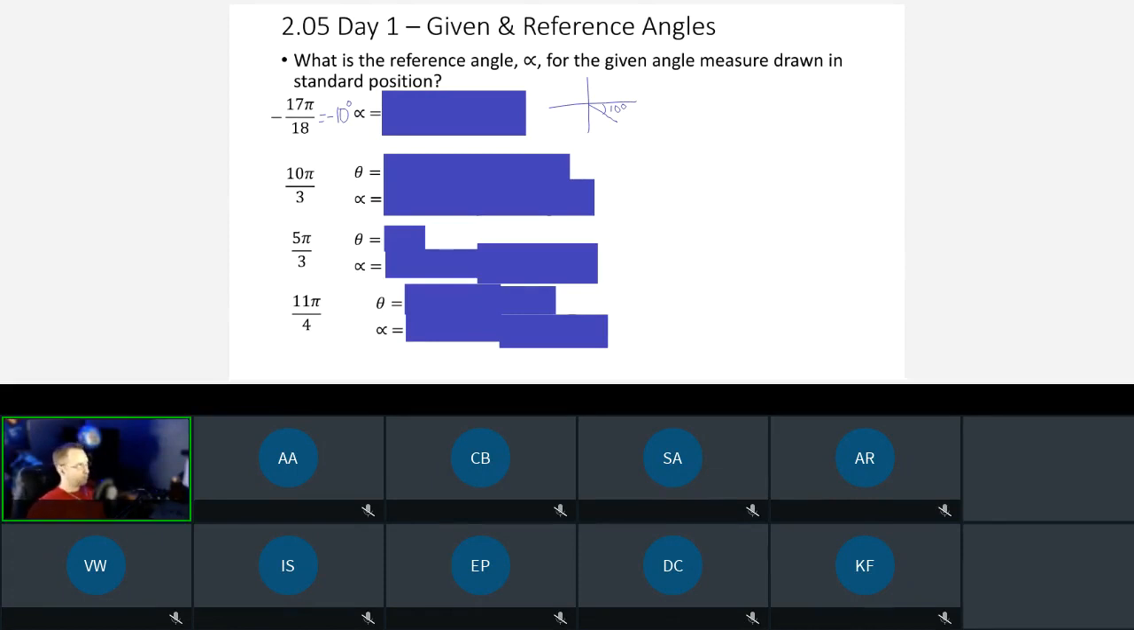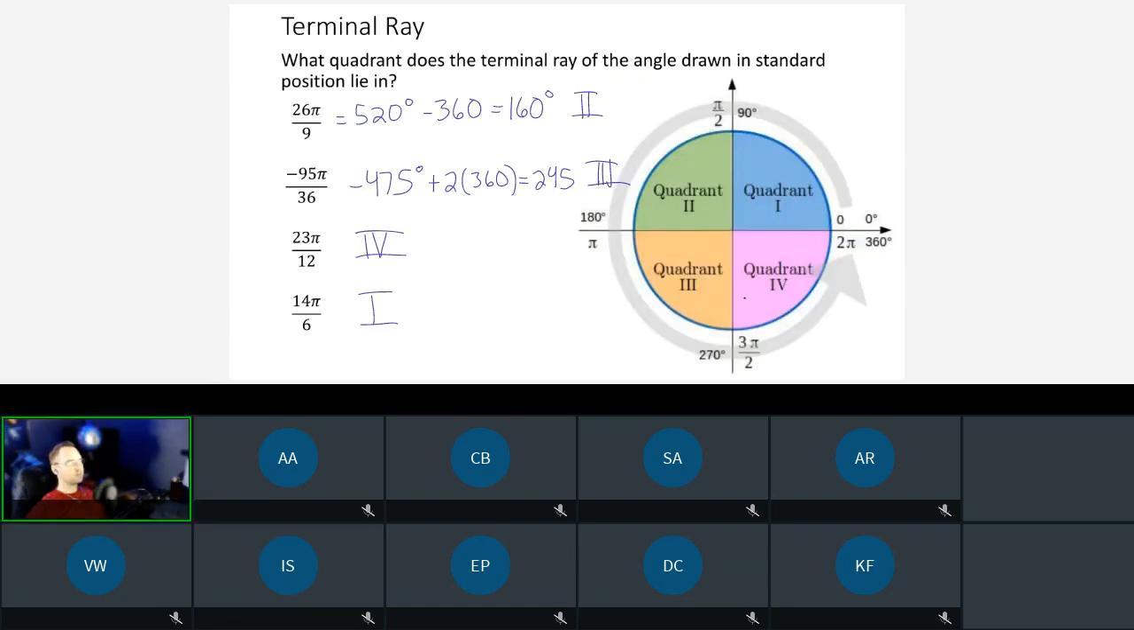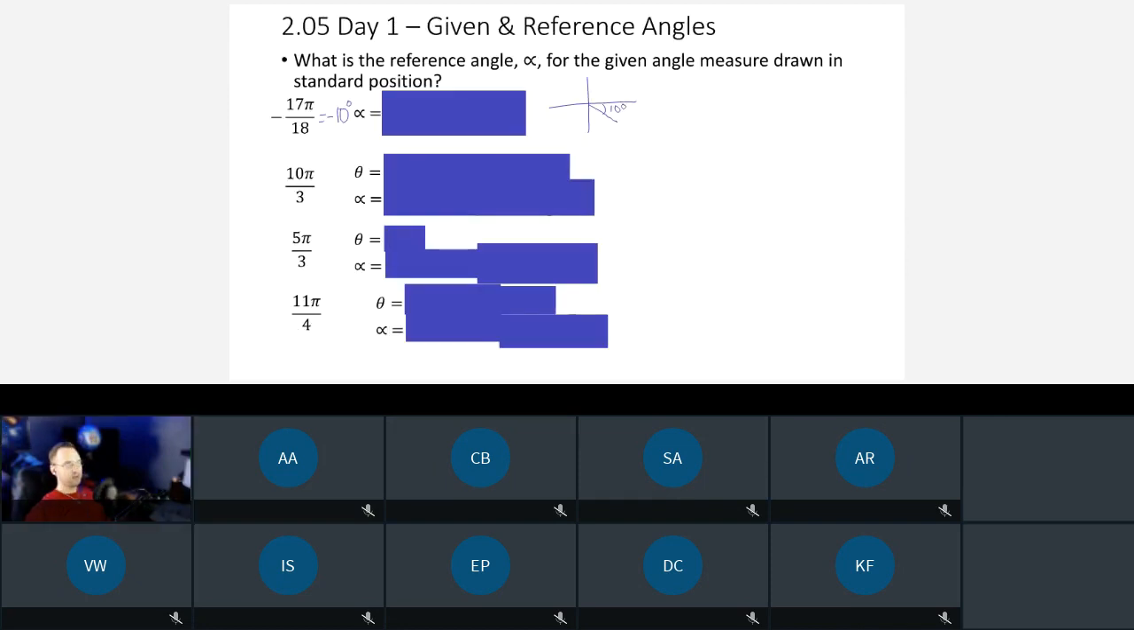So remember, reference angles are angles formed by the, I'm drawing a blank on the vocab word, it's on the previous page. Why is word so hard this morning? Terminal ray. Terminal ray. Yeah, so the reference angle is the angle made with the terminal ray and the x-axis. That is important to remember.